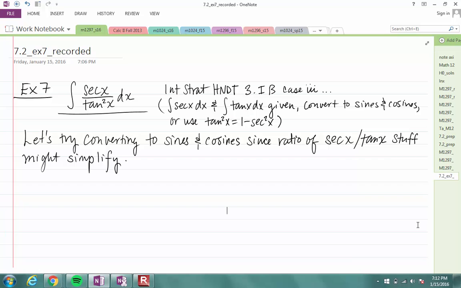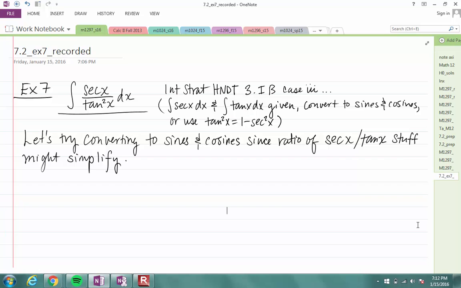Notice that we don't really have case I or II applying to this, because those have to do with secant being even and tangent being odd, neither of which apply. So we're in the other category, and it says, note you are given the integrals of secant and tangent. Could help to convert to sines and cosines, or use tangent squared equals secant squared minus 1. So it's kind of a hodgepodge thing here. We just have to look at it and see what might apply and what might be helpful.